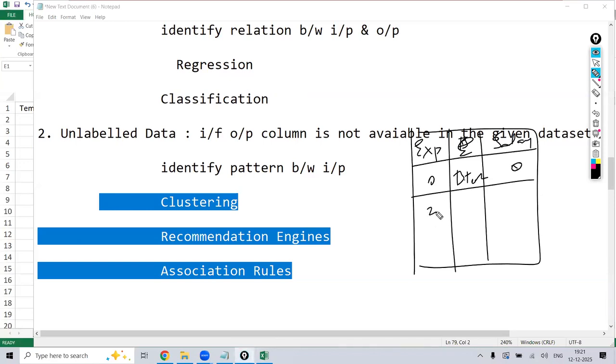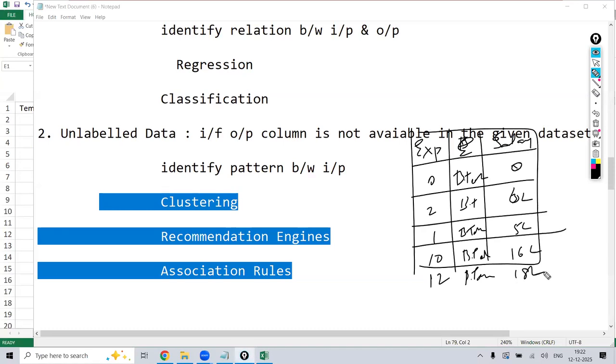One student is there with experience 2, who is BTech and getting a 3 lakhs or 6 lakhs package, something. 1 year experience, BTech person, getting a 5 lakhs package. 10 years completed, BTech, and he is presently getting 16 lakhs. 12 years experience person, again BTech only, and he is getting 18 lakhs, something like this. Just as a rough estimation I have written. Random numbers, pure random numbers, guys.